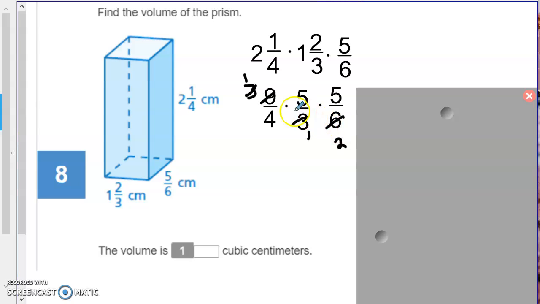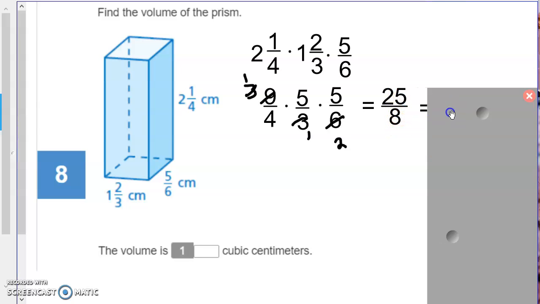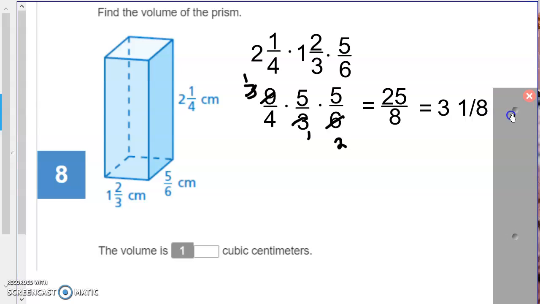So now I multiply straight across. 3 times 5 is 15, and 4 times 1 times 2 is 8. 15/8 can be simplified. I can take 8 out of 15 one time, and that leaves me with 7/8 left over. And again, clicking on this box, you can type in the mixed number by using the little key that comes up when you click on that box.